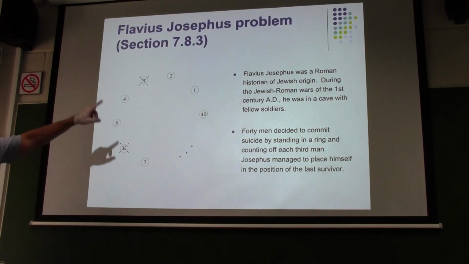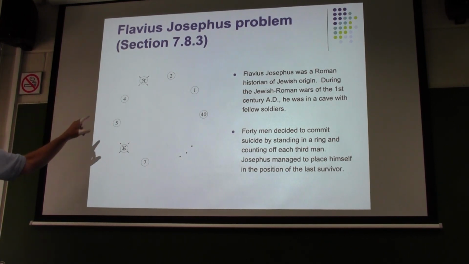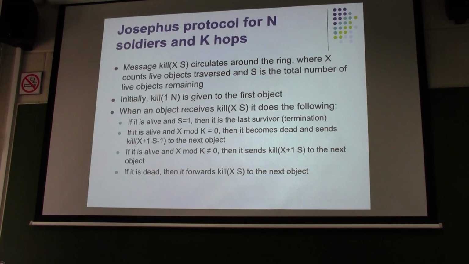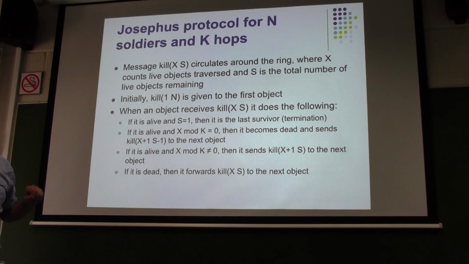So I recall the story. We have n victims in a circle, numbered from 1 to n, and every kth victim disappears, and we keep circling until there's only one left. And the problem is to find the number of the survivor, the last survivor. Last time we defined a multi-agent protocol for this, where each victim is an agent receiving messages and sending messages, in a ring.